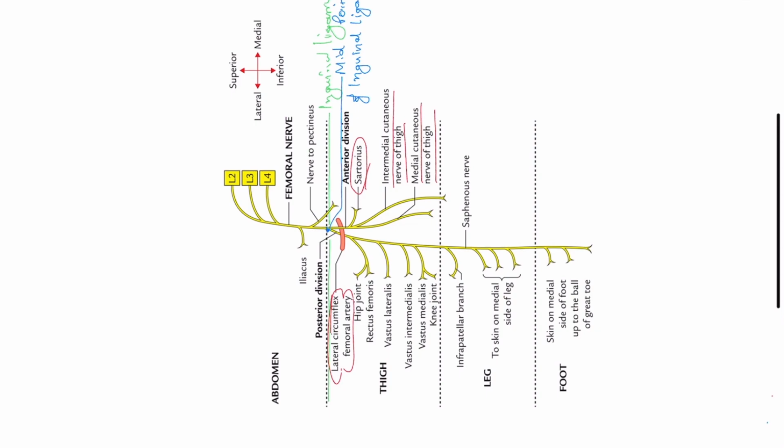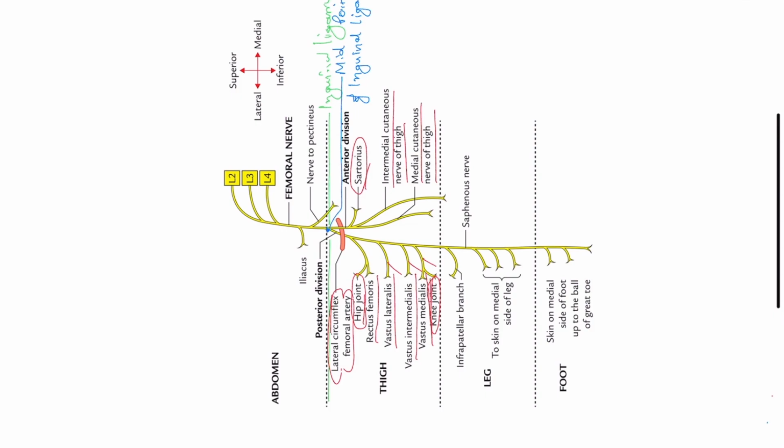Then the posterior division supplies the muscles of the front of the thigh. These are rectus femoris, vastus lateralis, vastus intermedius, vastus medialis. The important point here is that the branch to the rectus femoris also supplies the hip joint, while the branches to the three vasti all descend down to supply the knee joint. But the proprioceptive sensations from the knee joint are carried by the nerve to vastus medialis.